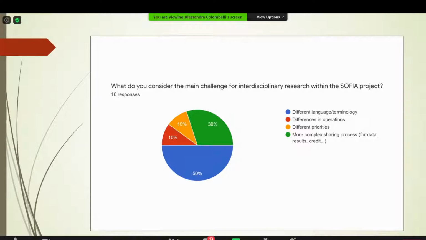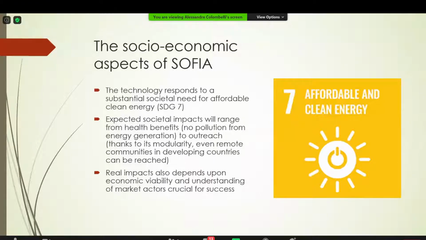Another challenge is related to the more complex sharing process. So the sharing of data, results, credit, and intellectual property is an issue and deserves attention. While the other challenges, like differences in operation and priorities, seem under control and less relevant within our project. But let's also go more in depth into the socioeconomic aspect of the SoFiA project.